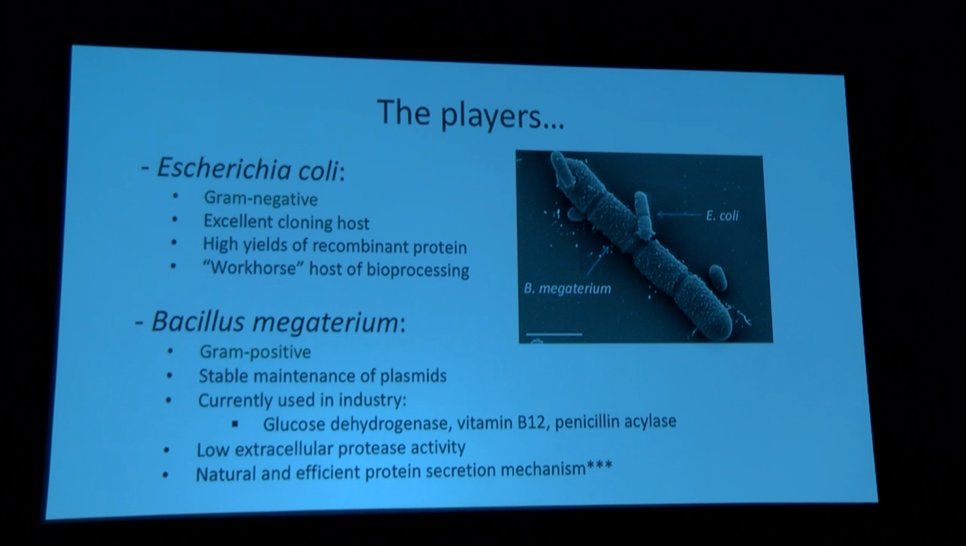And then Bacillus megaterium. And so we wanted to target a gram-positive organism, and we chose this organism because it stably maintains plasmids. At the time it was a little bit easier to work with than some of the other Bacillus strains. It's used in industry for different types of bioprocesses, including vitamin production. It's generally regarded as safe as well. And interestingly, it has low extracellular protease activity, and it's a pretty good protein secretion organism. And I'm going to tell you when I get to our applications realm how we're taking advantage of that particular property.